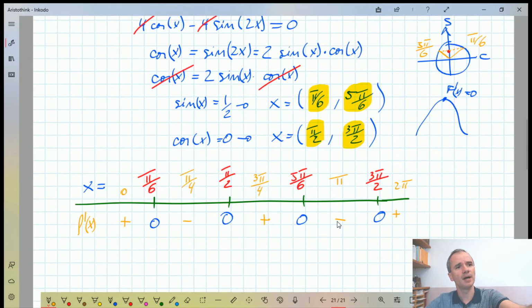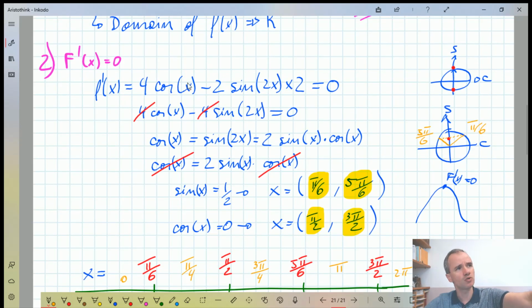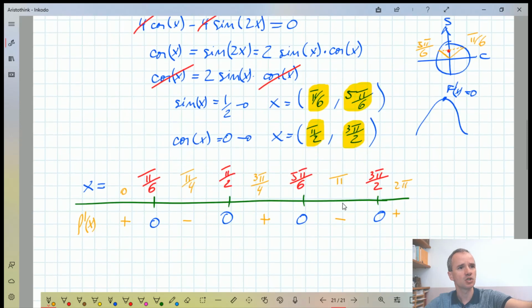So why here is negative? When you plug in pi in here, well, the cosine of pi is going to be -1, and the sine is going to be 0. So this is going to be -4 in the end. So that is why it's a negative. Only this. You just need to know this.